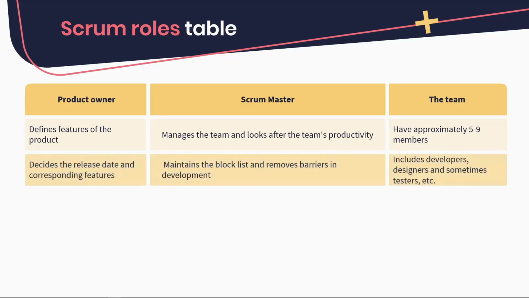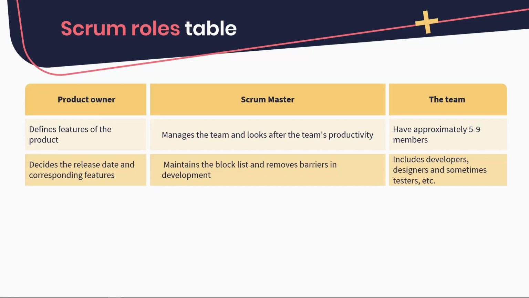Moving on to the second row, the product owner decides the release date and corresponding features, and the Scrum Master coordinates with all roles and functions. And finally, the team includes developers, designers, and sometimes testers, etc.